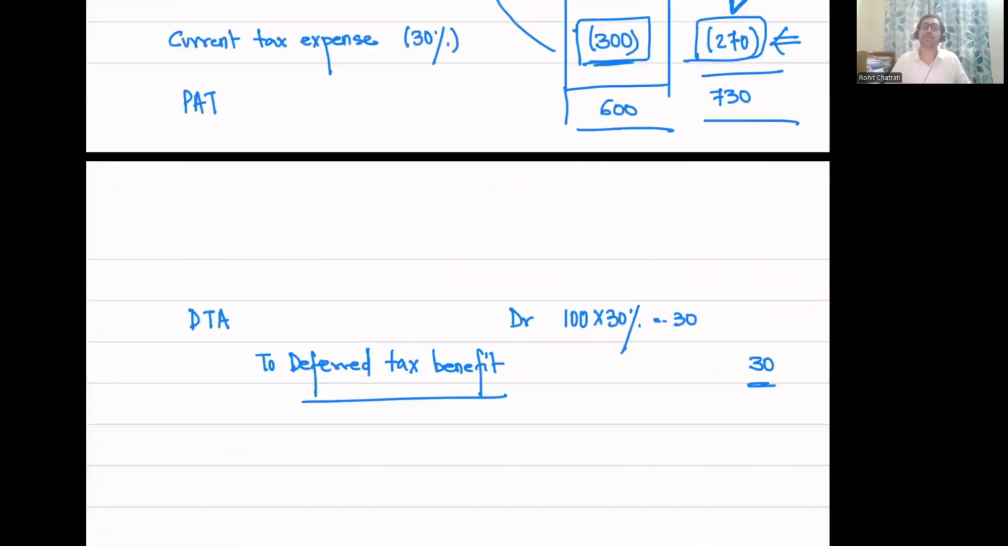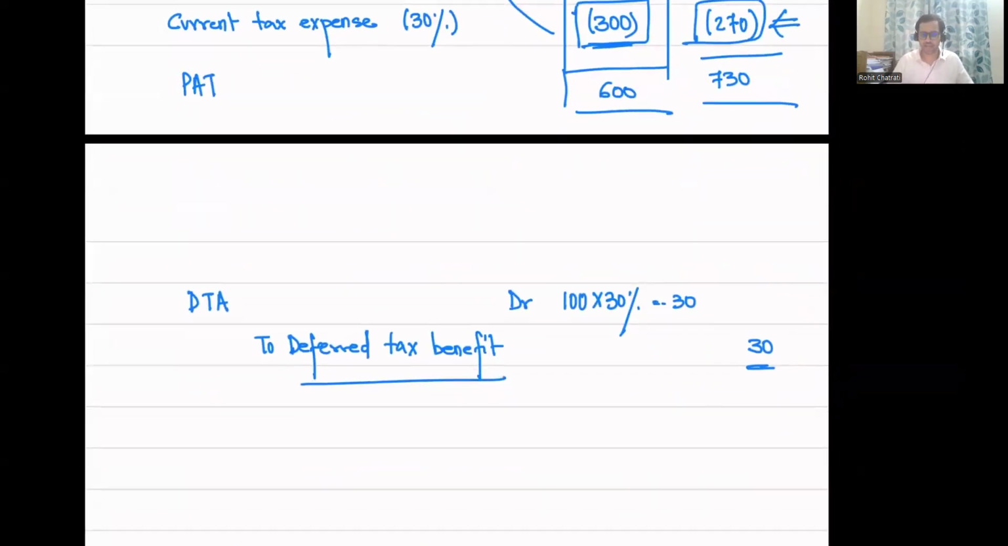Reduction of tax expense means I need to actually credit P&L. Therefore, I have credited a P&L item called deferred tax benefit. This is basically a P&L item.